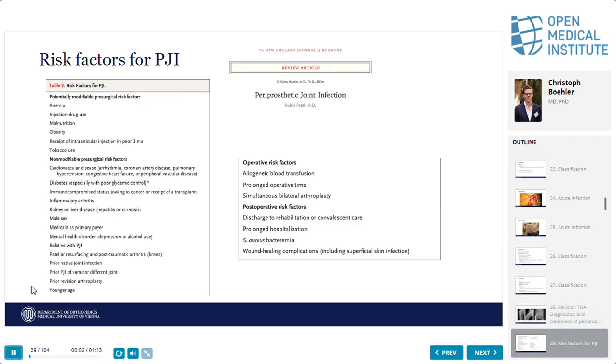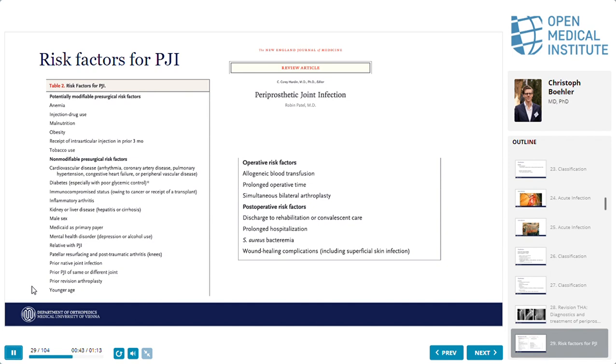What are the risk factors for PJI? Some of them we have already discussed in sessions before, like anemia. Then there are some you can't modify, like diabetes or inflammatory arthritis, like rheumatoid arthritis or psoriatic arthritis. Male sex is a risk factor, and so on. Operative risk factors: if the patients need a blood transfusion, so you should avoid that. Prolonged operative time, so 90 to 120 minutes is where the infection rate starts increasing, and simultaneous bilateral arthroplasty.